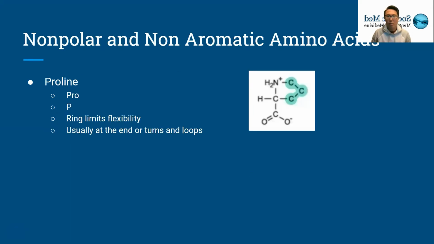And then the last nonpolar, non-aromatic amino acid is proline, PRO, P, and you can always identify proline because of this 5-carbon ring in the structure with the amino group. So it forms an intramolecular ring, and because of the ring, proline is usually at the end of a chain or in the turns and loops of the alpha helix. So those are all the nonpolar and non-aromatic amino acids.